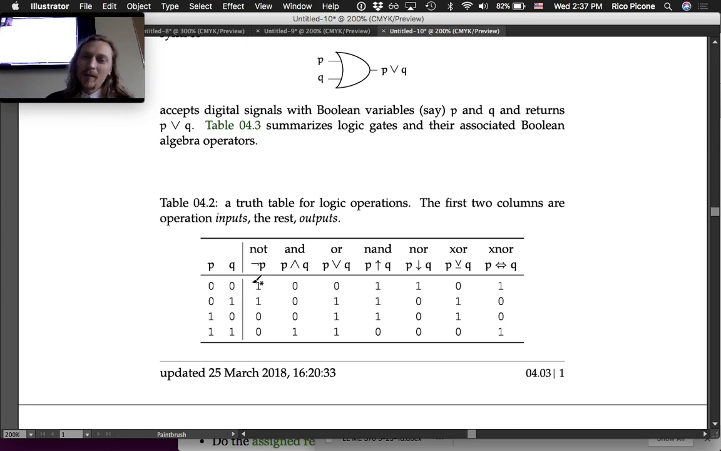So a truth table is very nice for defining and clarifying different logic operations. We start off with these operation inputs, P and Q, propositions, and they have Boolean values 0 or 1. So they're either true or false, okay? I could have done true and false symbols in here, but I thought the zeros and ones looked easier.